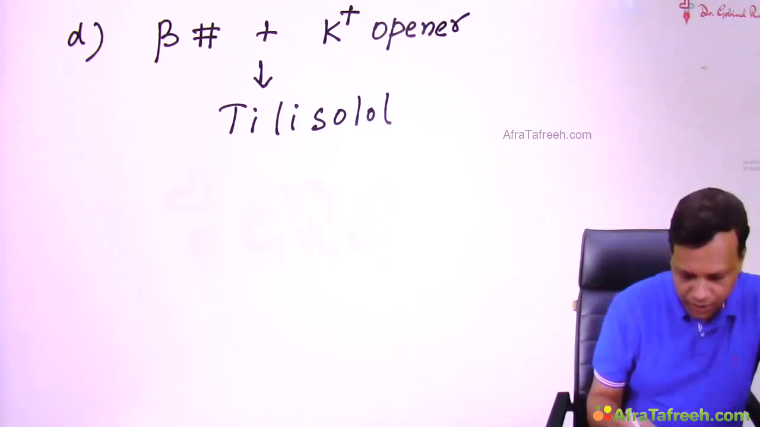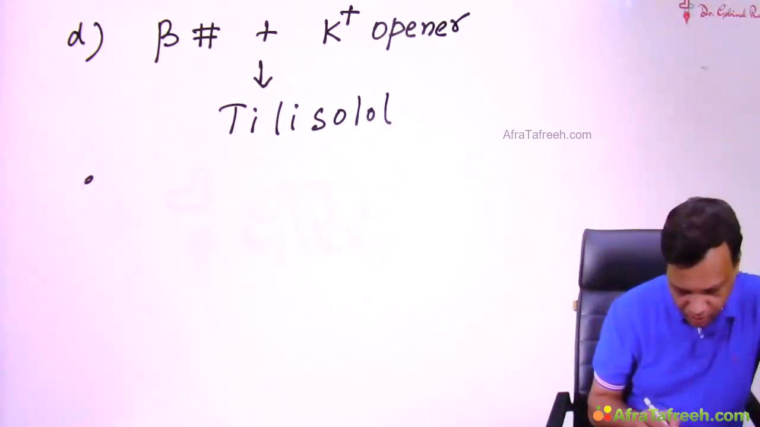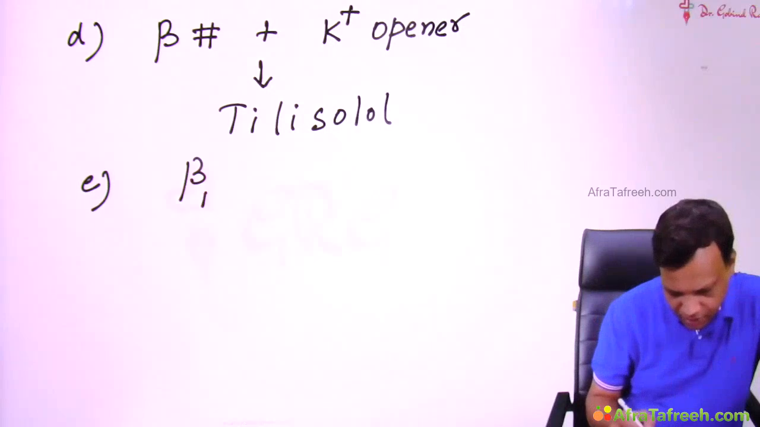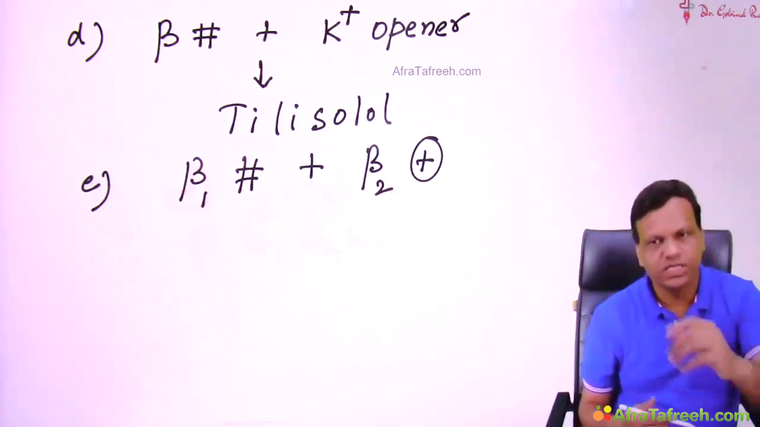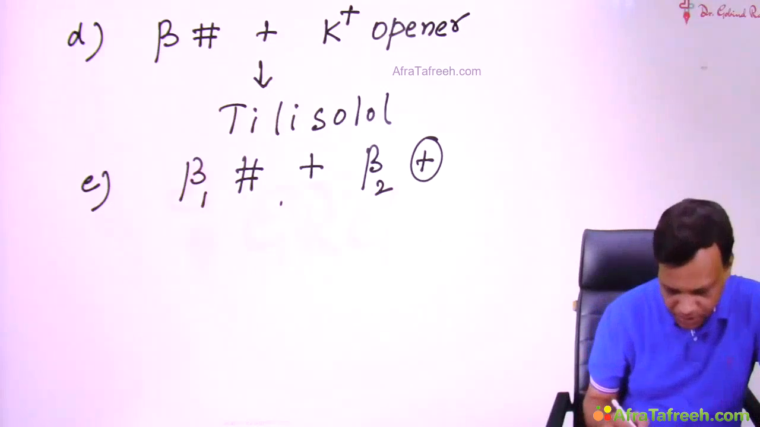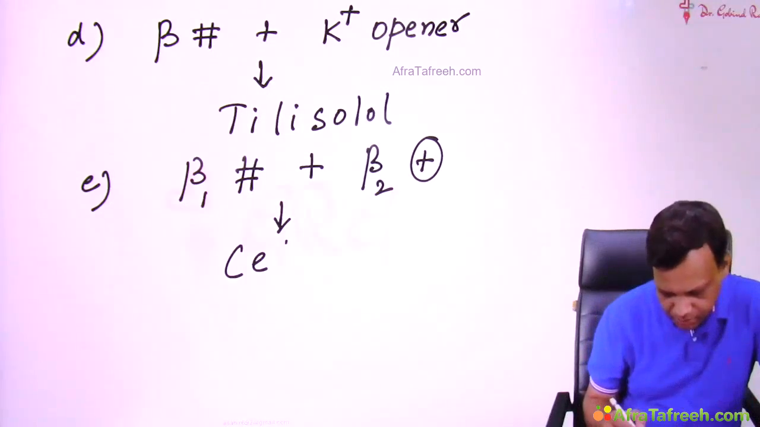Okay. And one last mechanism by which a drug can cause vasodilation is if a drug blocks beta 1 receptors but stimulates beta 2 receptors. So it is a beta blocker which can cause vasodilation, and this beta blocker is celiprolol.